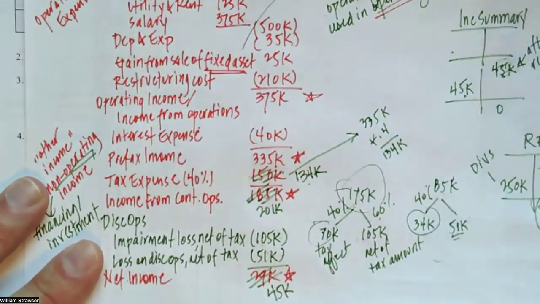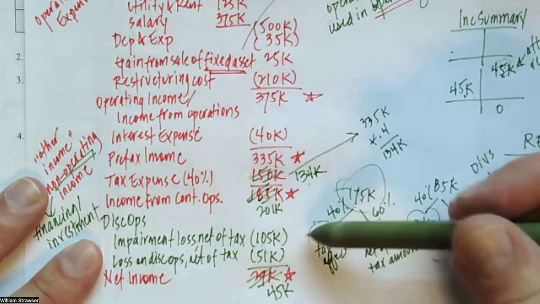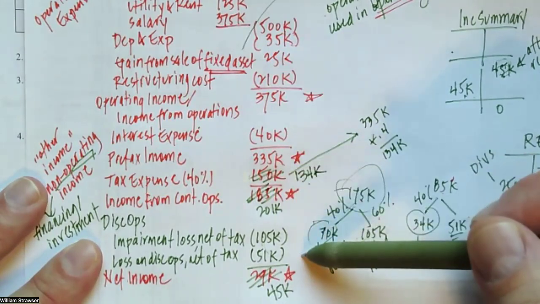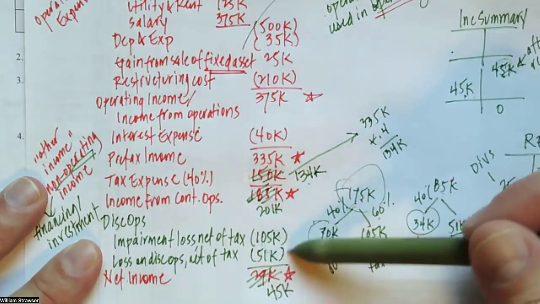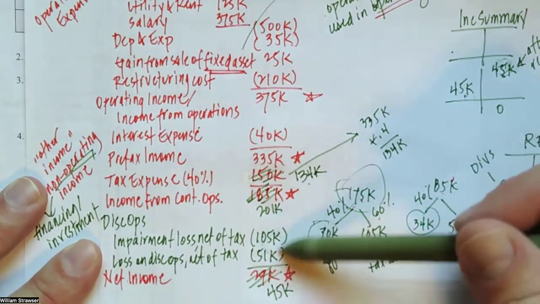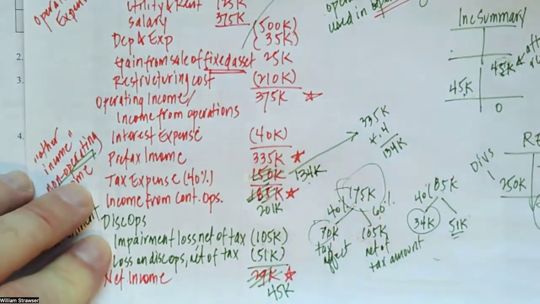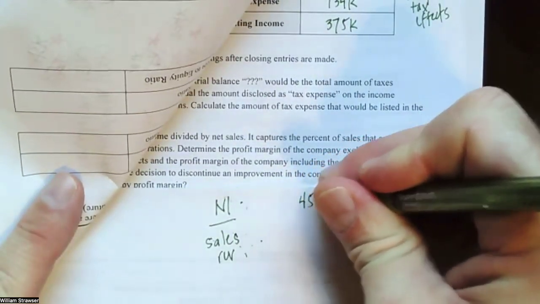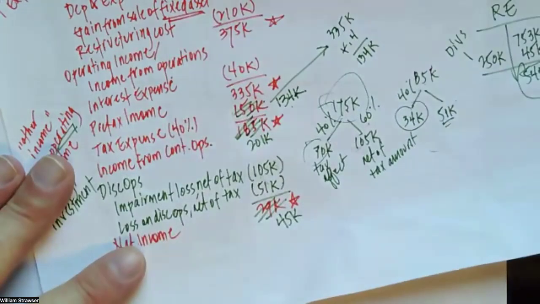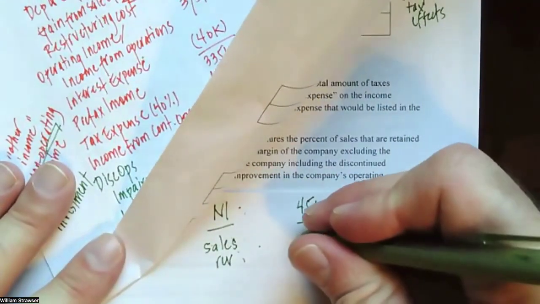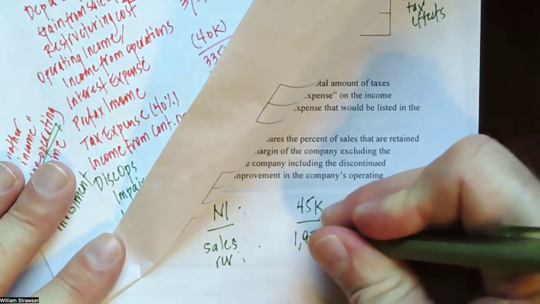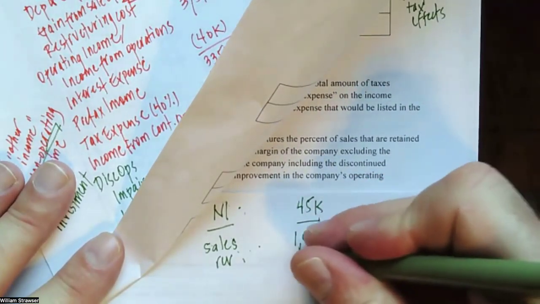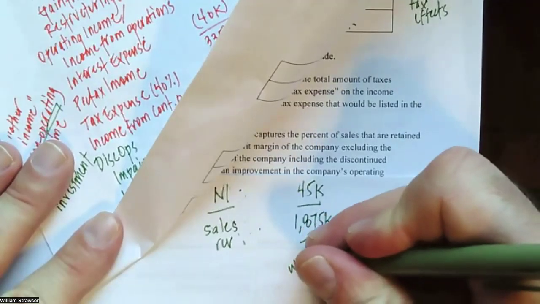Just from a sales profitability perspective. So it should be pretty apparent that it was a good decision. I mean, mostly because it was just bringing in loss. It just brought in losses here with the impairment and the operations. But to show it completely with a profit margin, we take the $45,000 net income and divide it by the $1,875,000 of sales. This is with discontinued operations.